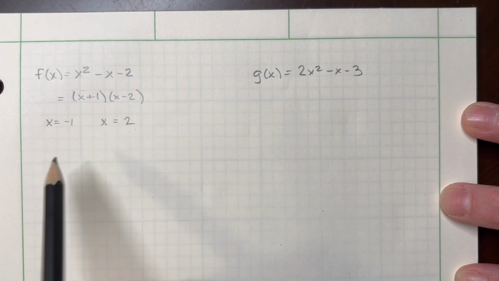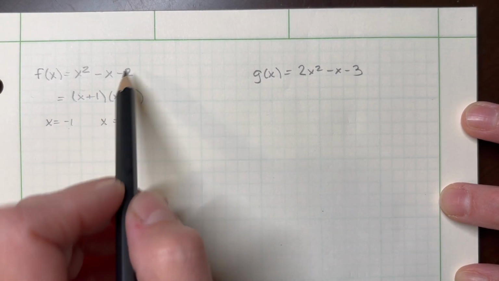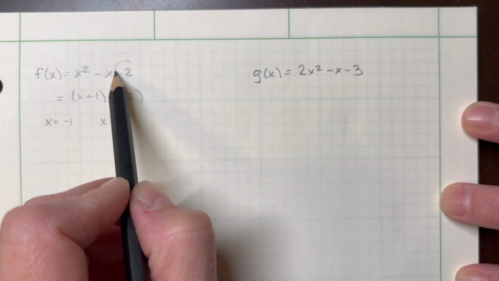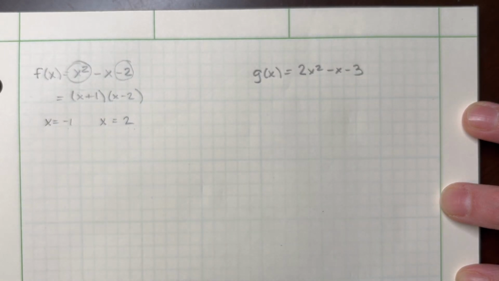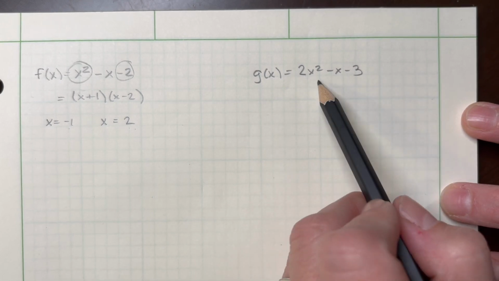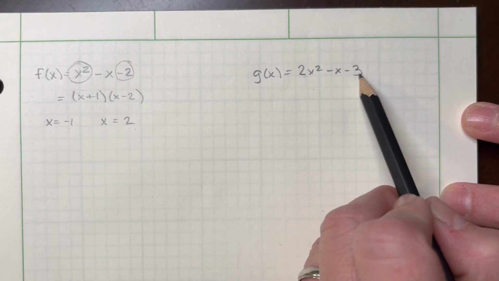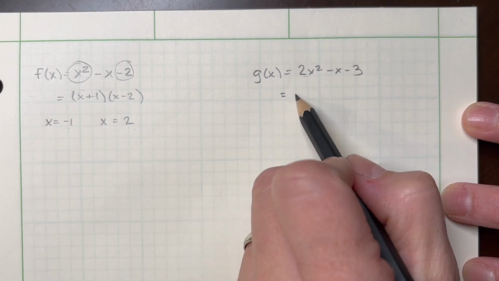You may have noticed the following pattern, that roots occur at some number that seems to be related to the coefficients on the first and last terms in the quadratic. Let's try it with a slightly more complicated one, just to convince ourselves that that's still true. 2x squared minus x minus 3. So this factors as follows.